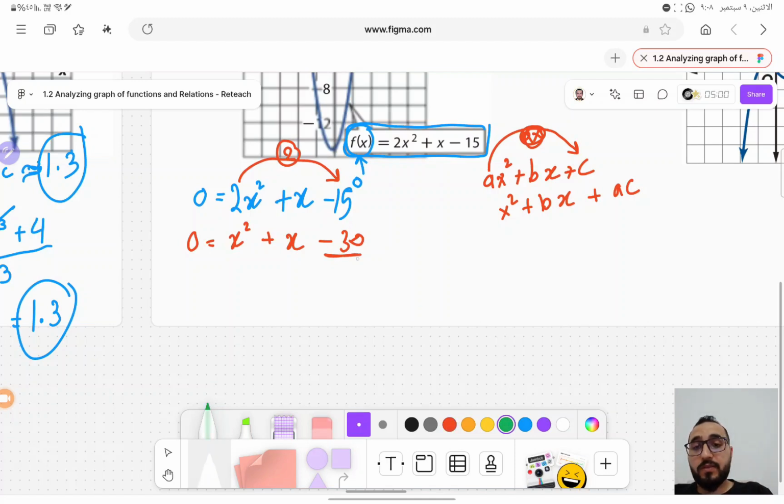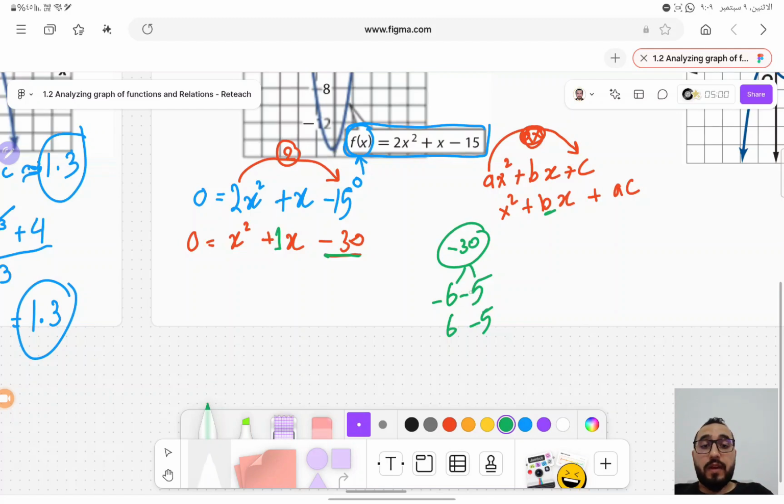Find the factors of 30 that can be added to get b. Because we don't have b, so always b is equal 1. So now what are the factors of -30 that you will add them to get 1? So it will be 6 and 5. Now 6 times 5 is equal 30, but one of them should be negative. Is it -6 plus 5, or is it 6 times -5?